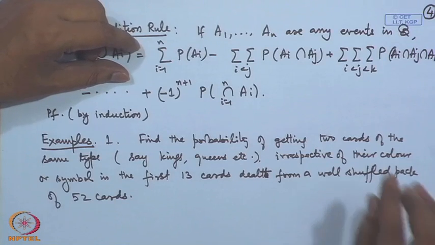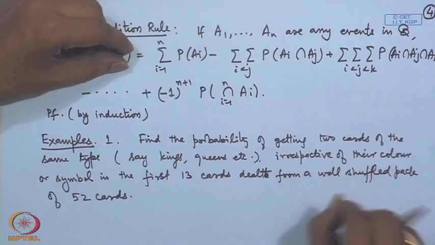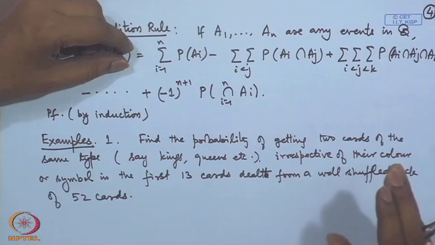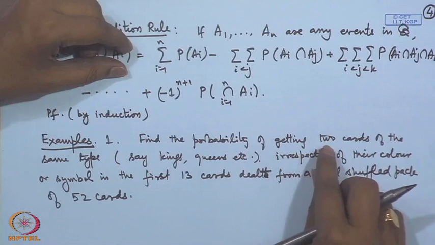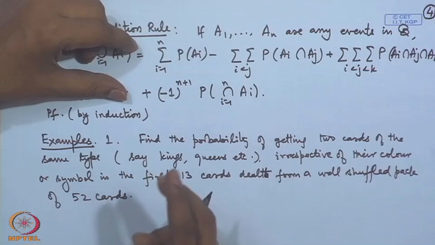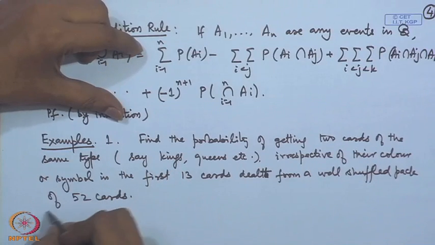So, let us look at the conditions of the experiment. We have a well shuffled pack of 52 cards. That means we have 13 cards of heart, 13 cards of spade, 13 cards of club and 13 cards of diamond, numbered from 1 to 10, and then 11 is jack, 12 is queen and 13 is king. So, what is the probability that we will be drawing two cards of the same type in this? Let us consider this.